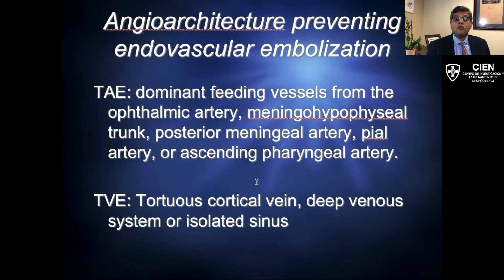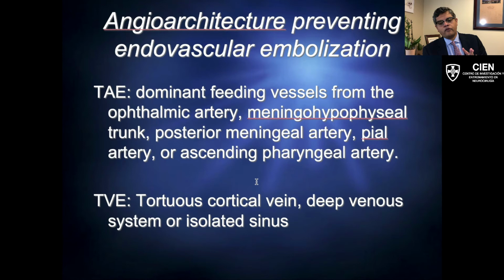If it's the ophthalmic artery, because the retinal artery comes off it, we don't want to embolize through that. The meningohypophyseal trunk, the problem is the origin is very tortuous, and it's very hard to cannulate. Similarly, the posterior meningeal artery has a very tortuous origin, and again, it's hard to cannulate. The PL artery, the problem is PL artery fistulas are very rare. It's very rarely that you see a PL vessel supplying a dural AV fistula.